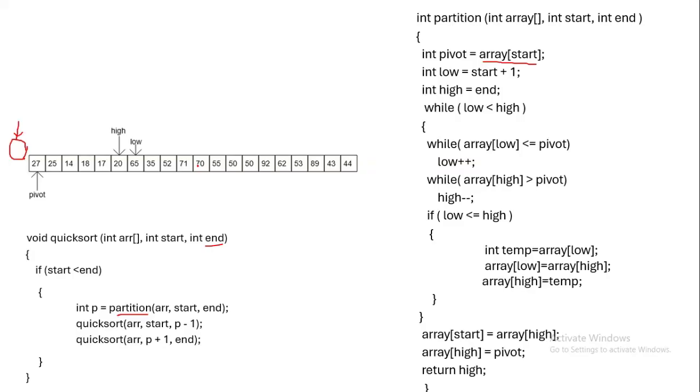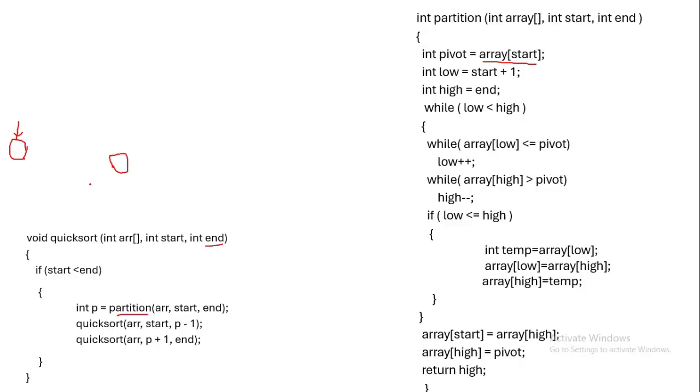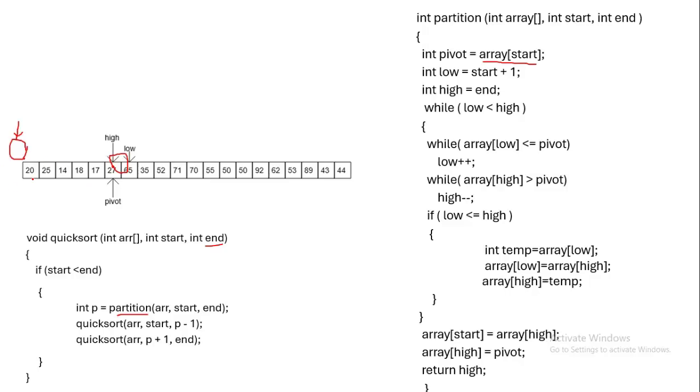So at this point we got the position of the pivot element. So a of high is getting swapped with the pivot element. Once this is swapped, we can see we found the position of the pivot element, that is 27, and if you observe, all the elements to the left are less and all the elements to the right of it are greater than the pivot element. So this is how it continues.